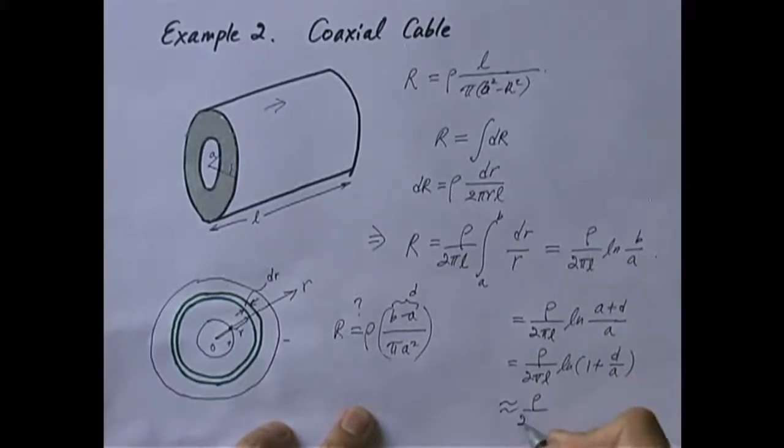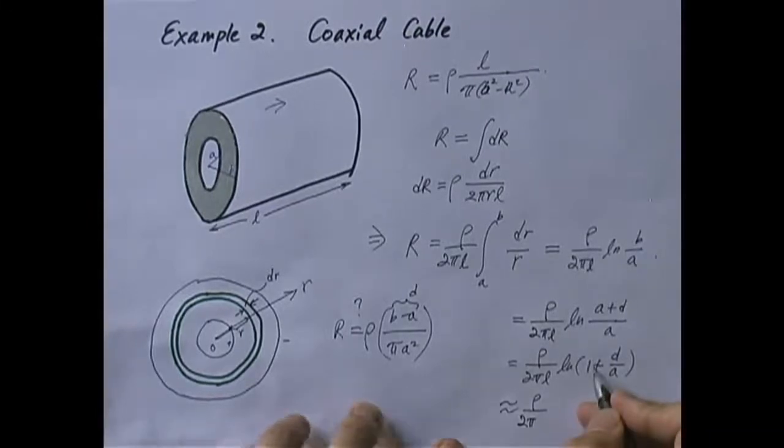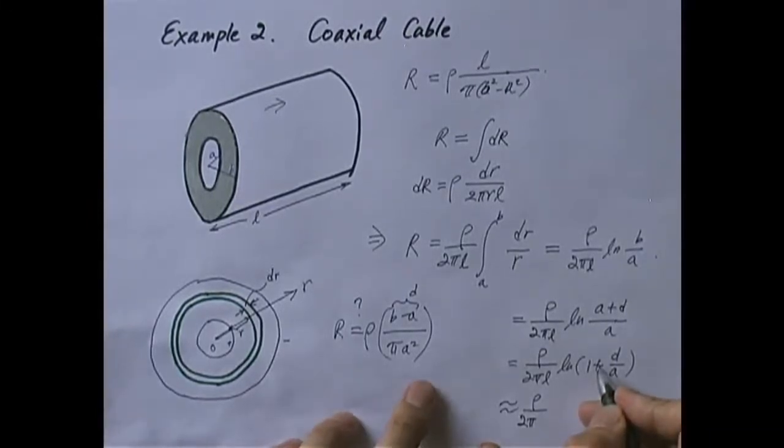So this is rho over 2 pi L times just x, which is d over a. Do we get the same result?